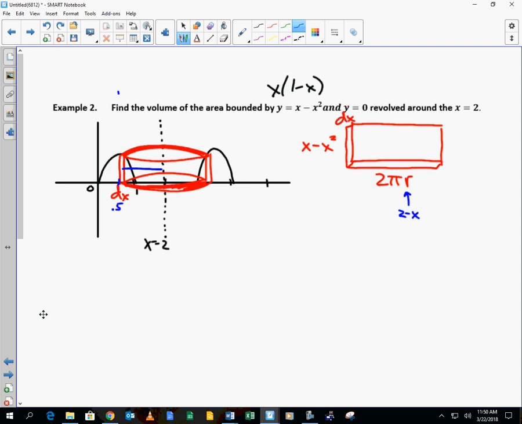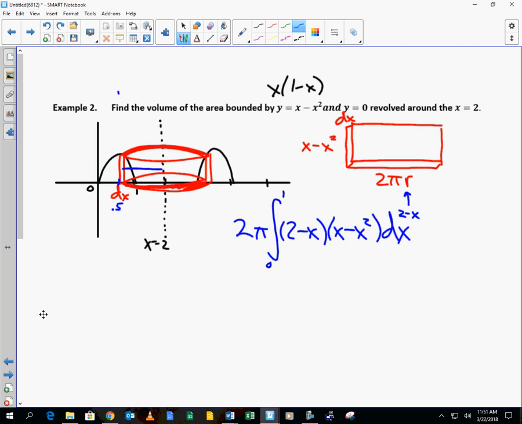Yeah, so when I multiply all this out, I have 2 pi, I have 2 minus x, I have x minus x squared, and I have dx. Yep, that's just one of those cylindrical shells. Doing infinite numbers, so put that integral. In order to determine my bounds, I always look at the original area. 0 to 1.